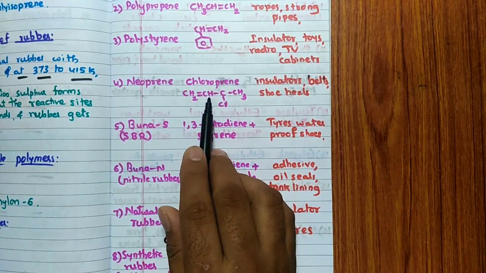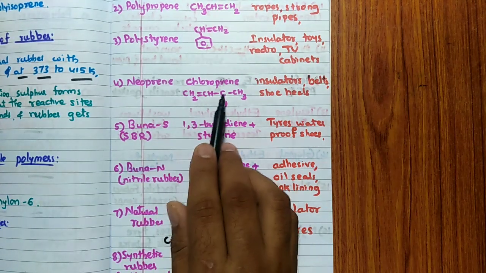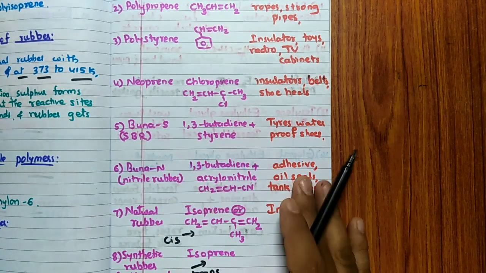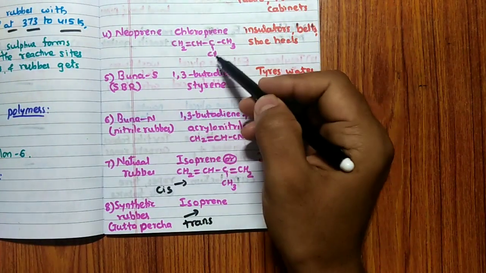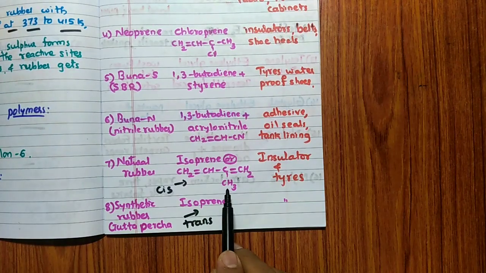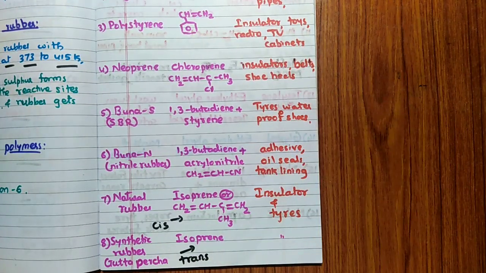Neoprene: the important monomer is chloroprene. Remember that, neoprene, chloroprene. CH2 double bond CH, C Cl, CH2 is an example. And here the only difference between chloroprene and isoprene is that instead of Cl here, CH3 is there. That is the only difference. Used for insulators, belts, shoe heels, etc.